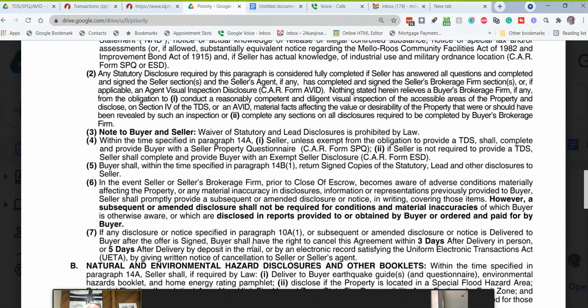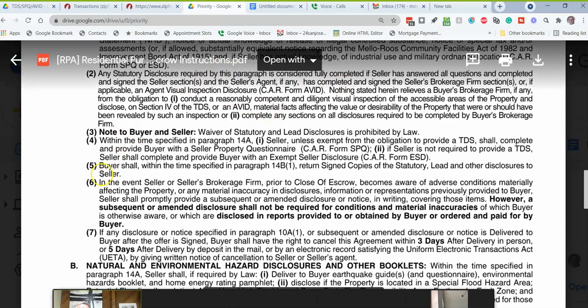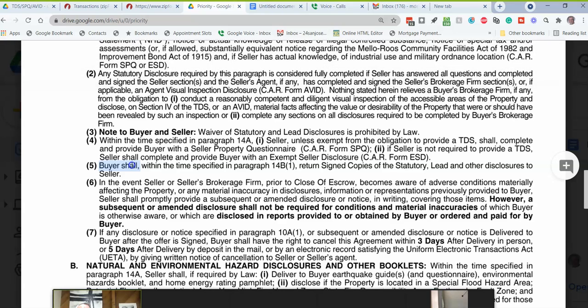Right? And sometimes the agent won't do it except click on notes, no items for disclosure, and turn it in. Right? If you're at a big company, they're going to hassle you and tell you to go do it. All right. So, buyer shall, it says here, within the time period in 14B1, return signed copies.